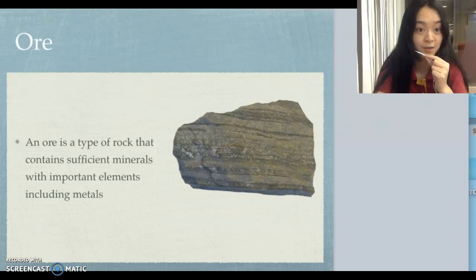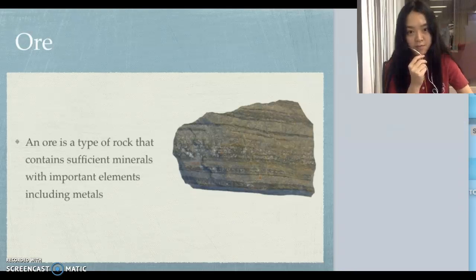And the last one, the ore. An ore is a type of rock that contains sufficient minerals with important elements including metals. For example, iron ore.